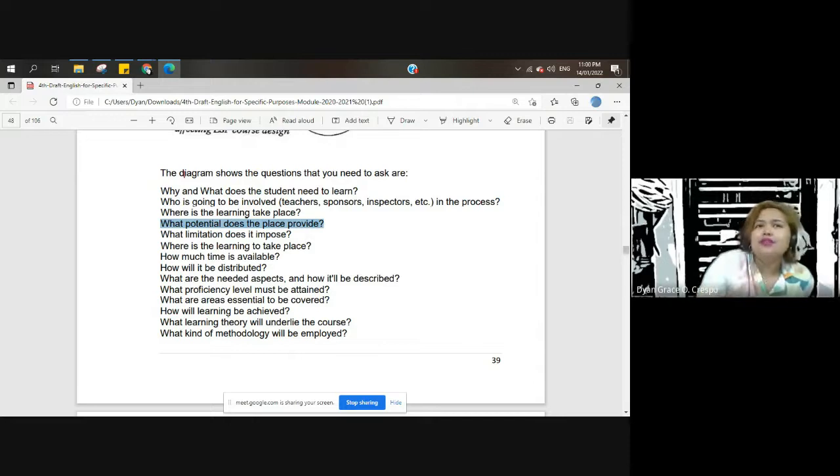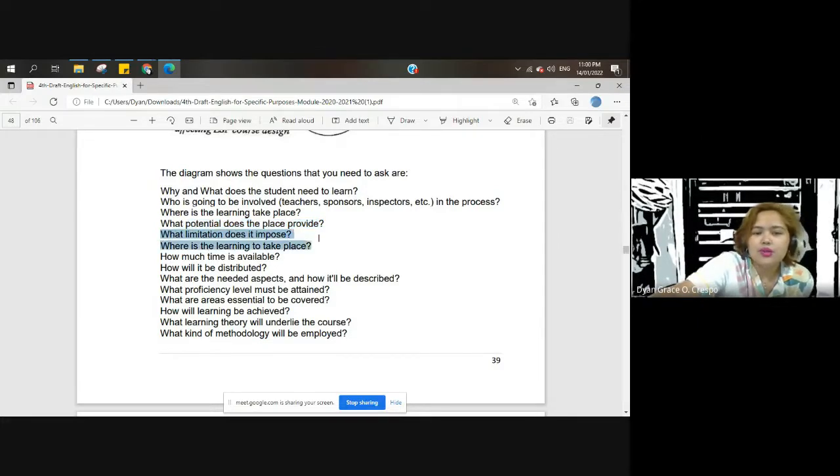They created the virtual, no, not virtual. They created something in their room, they created a sample of an airplane. So, like that. Limitation does it impose?